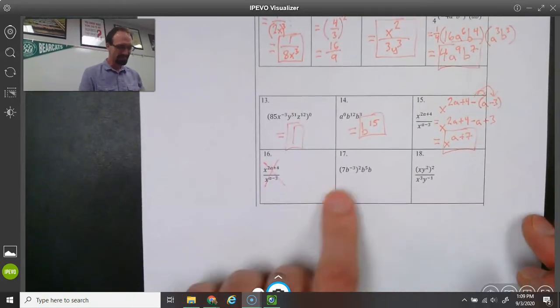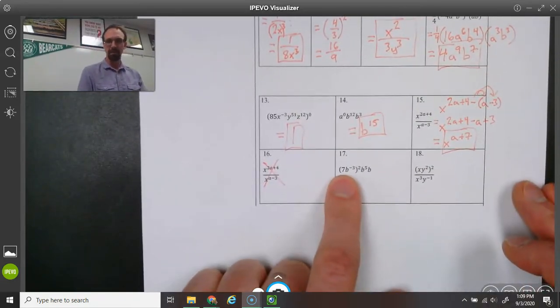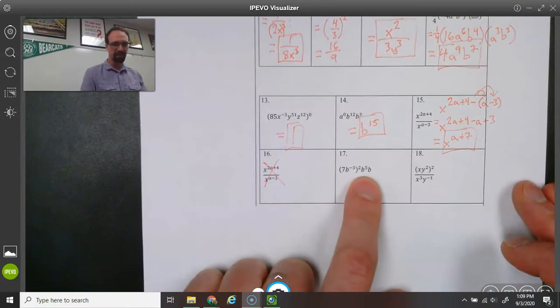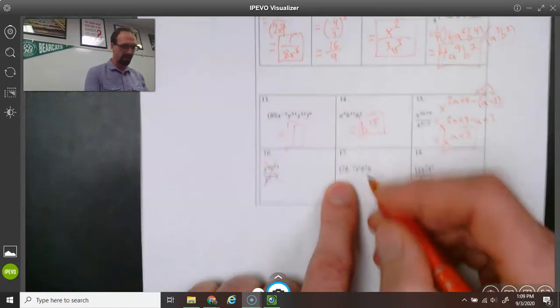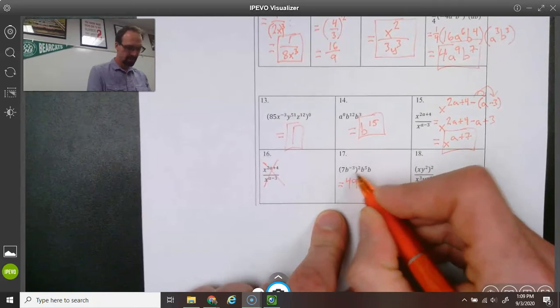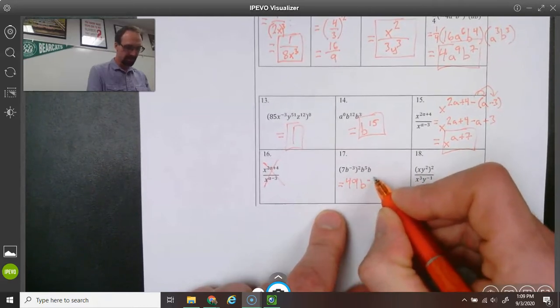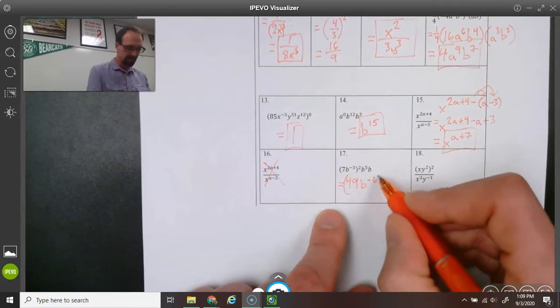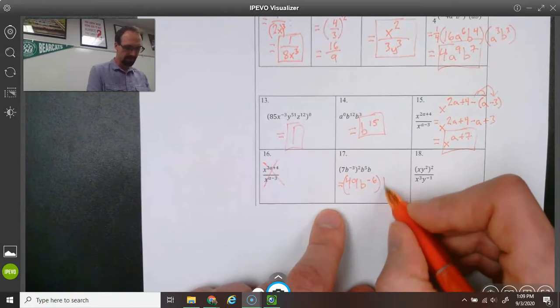17. Here we need to resolve what's inside this part first. We've got some b's going on out here as well. I'm going to go ahead and take care of the power to a power property first. 7 squared is 49. And then b to the -6th. And then I have b to the 6th outside here.